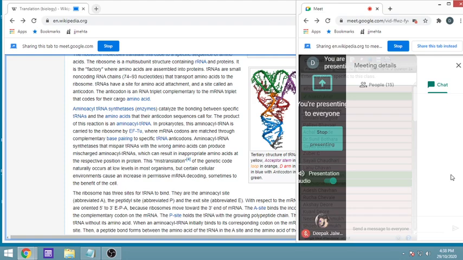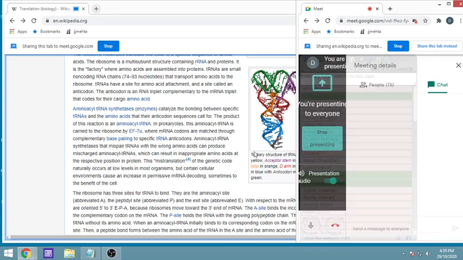So this mistranslation of the genetic code naturally occurs at low levels in most organisms. Rarely it can occur because the system is so accurate. But in certain cellular environments, it can cause an increase in permissive mRNA decoding, and sometimes this may be beneficial for the cell. One more related topic we are going to see immediately next, that is about various mutations, which I am very sure you have already studied in biochemistry, but still we will go over it once. There also we shall see what the thing is.